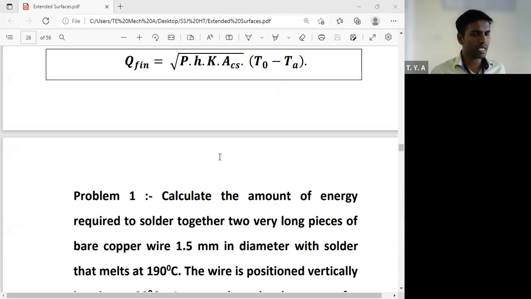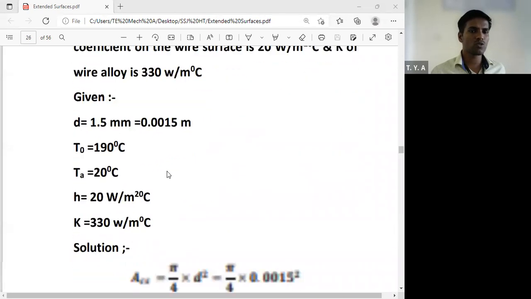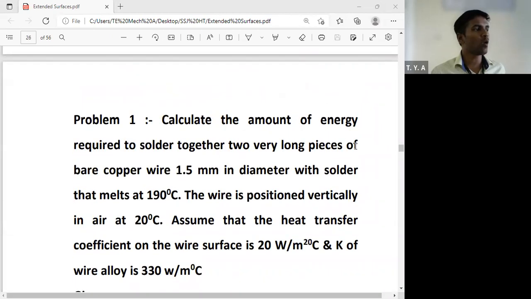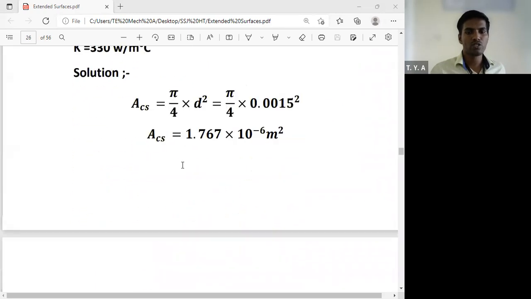Okay, so this is the case 1. In yesterday's lecture we have solved one problem related to that. So in that problem they have mentioned very long pieces, means they have not given the length of the fin. So they have mentioned very long pieces. So therefore we have to consider that the fin is having infinite length. So we have to consider the case 1. Okay, so according to case 1 we have solved that problem.